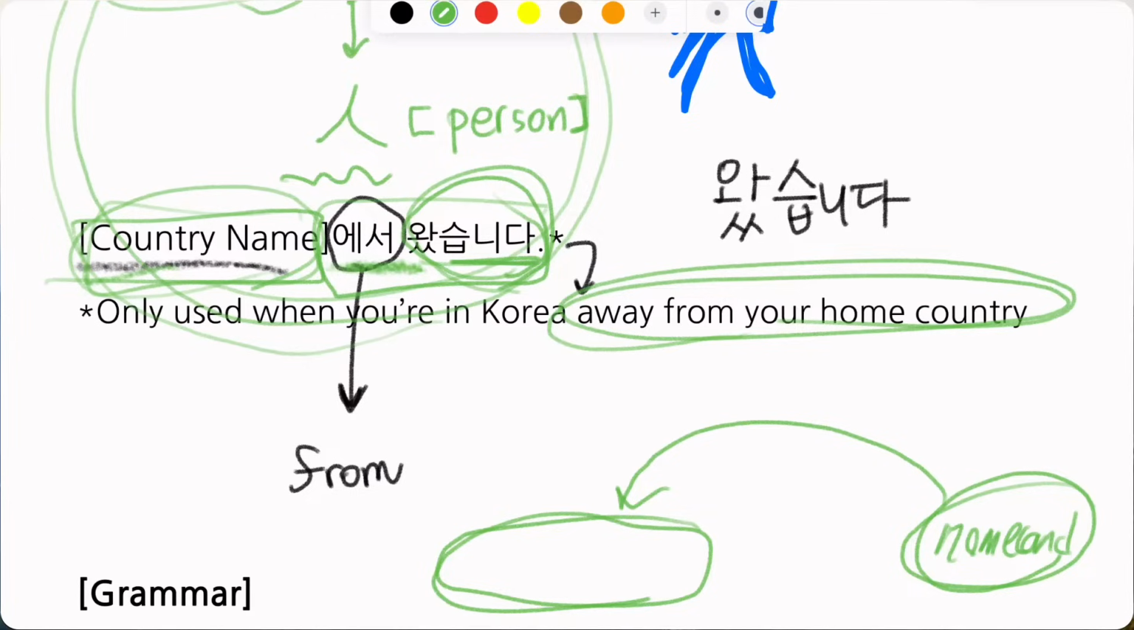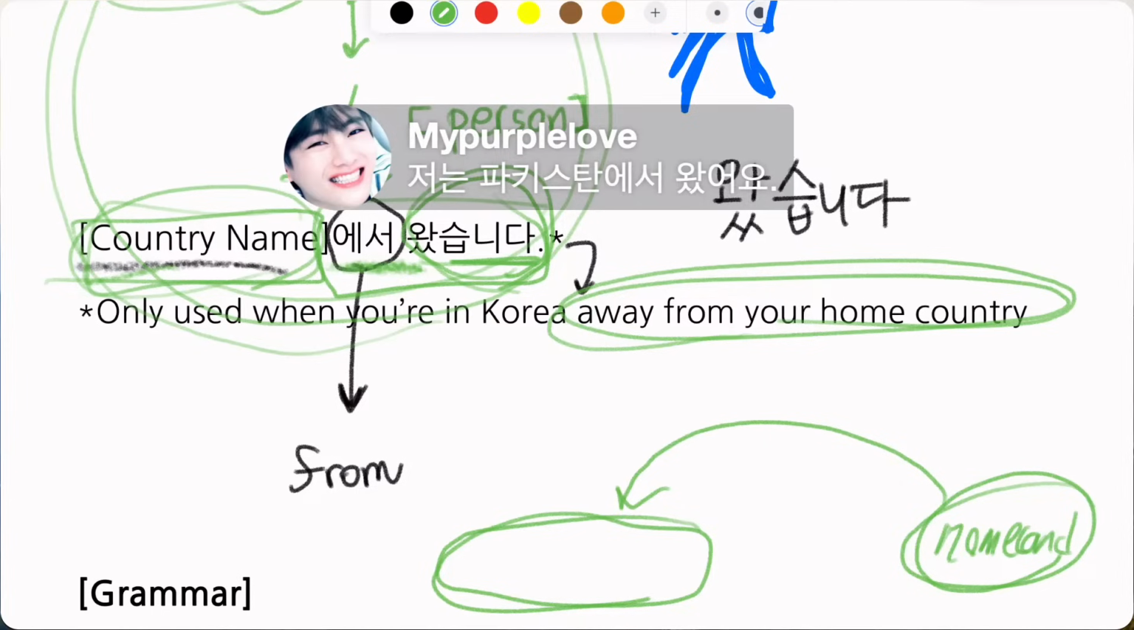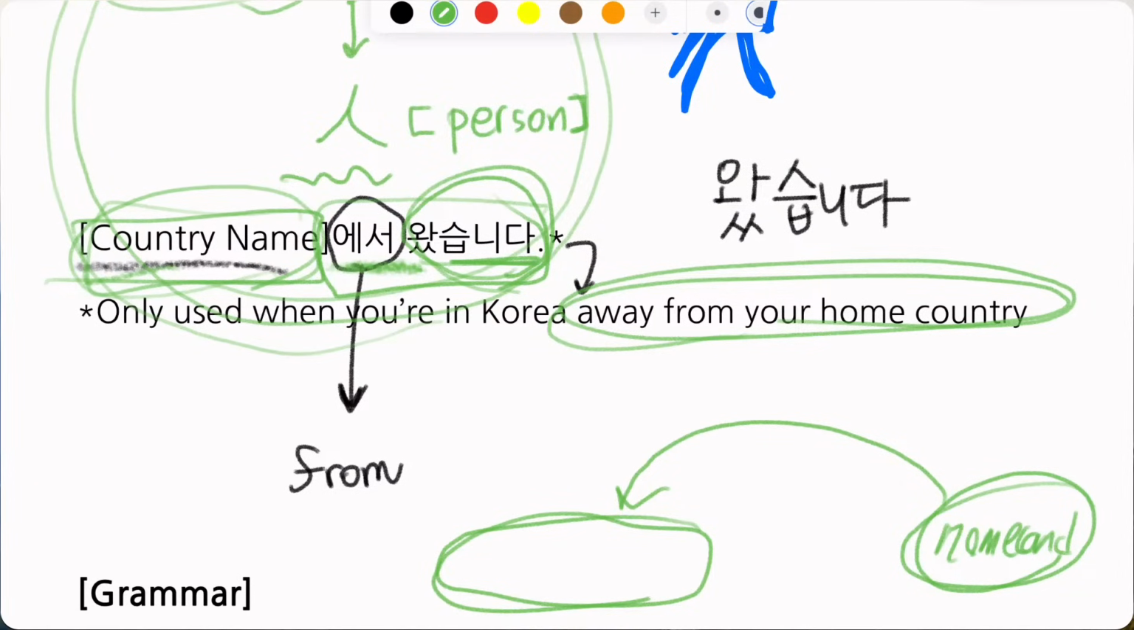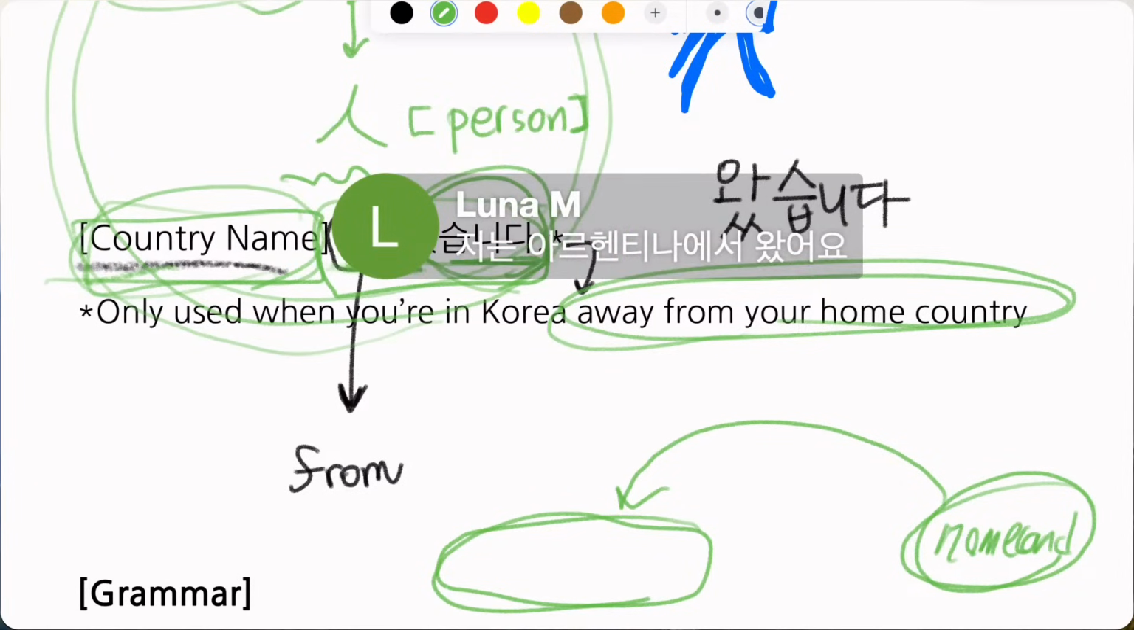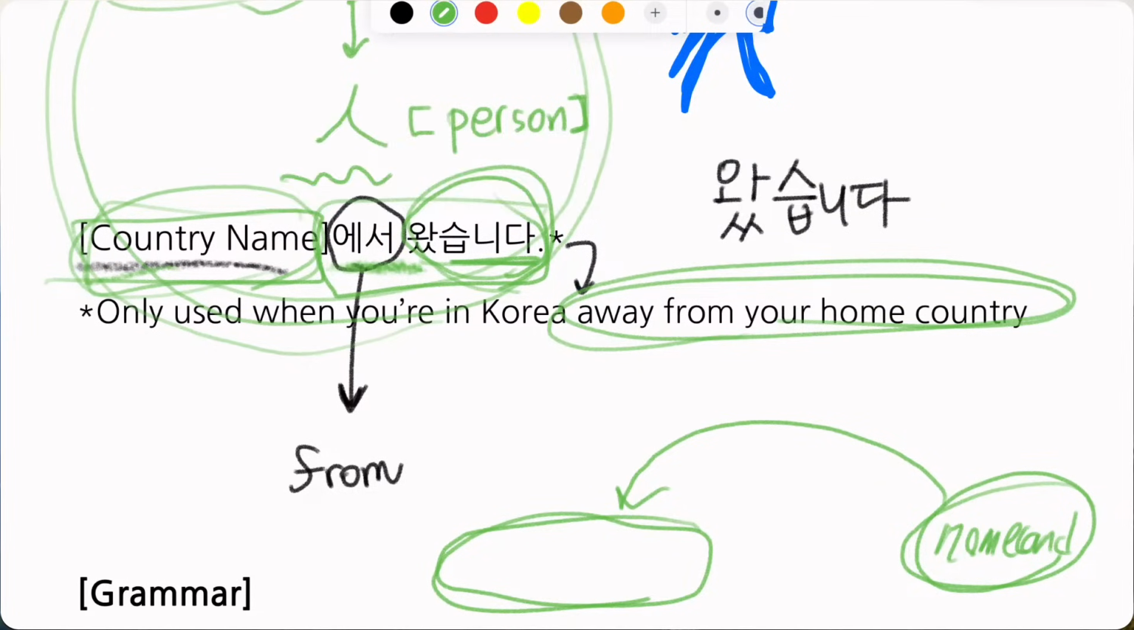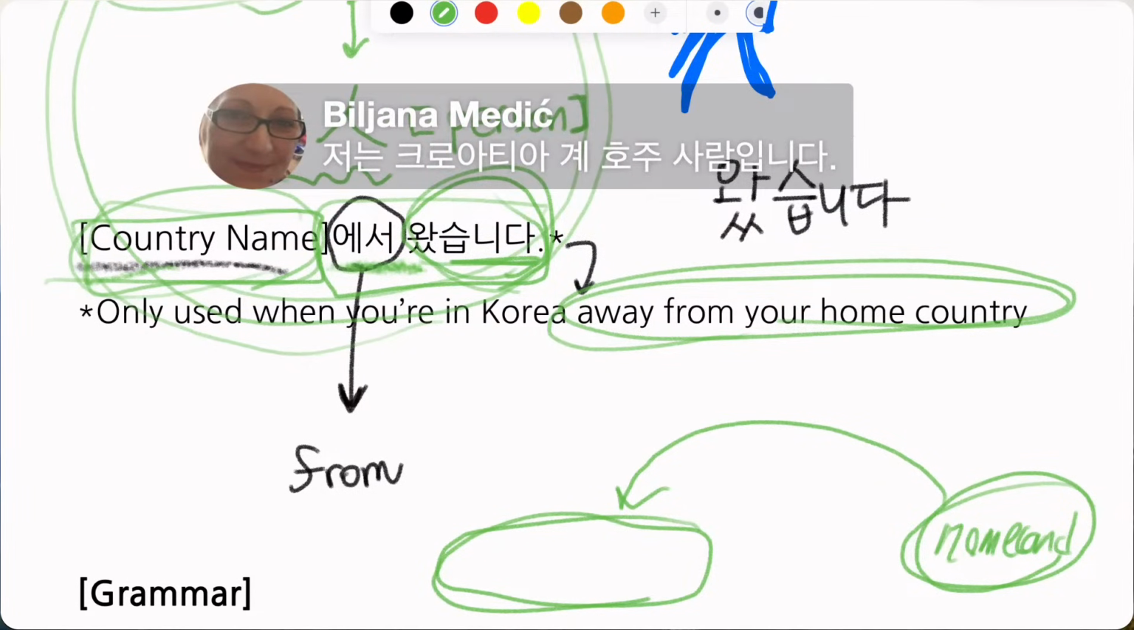I see a couple of you guys already in Korea. 파키스탄에서 왔어요. Okay, 좋아요. 그리고 아르헨티나에서 왔어요. You're from Argentina. So you guys are in Korea. 좋아요. 그리고 빌리아나님, 저는 크로아티아계 호주 사람입니다. 맞아요. 이런 식으로 해도 돼요.